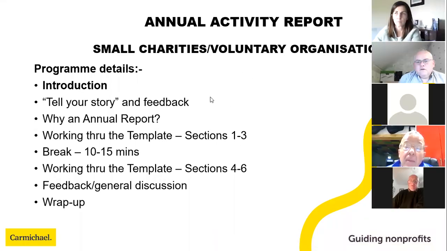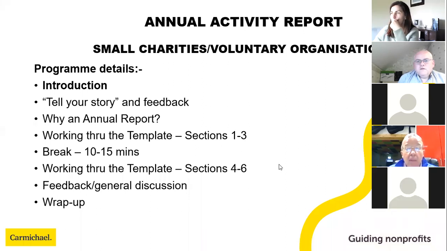Developing an annual activity report. This presentation is mainly aimed at the small charities, that is, charities with an income of roughly 50k or less.